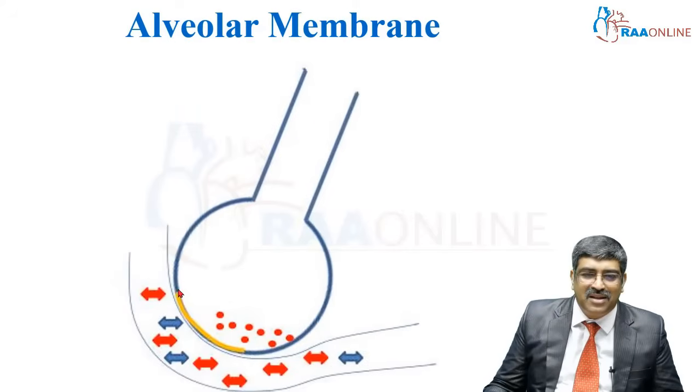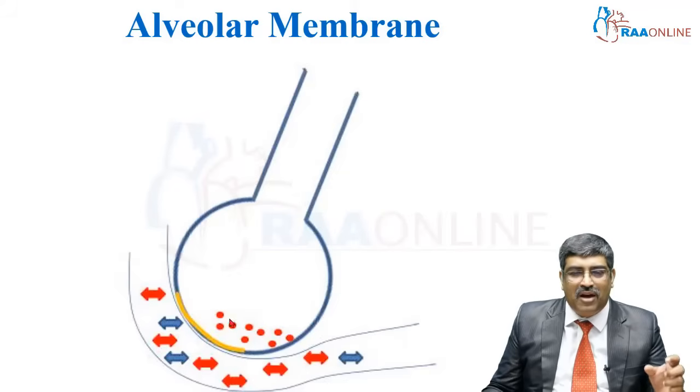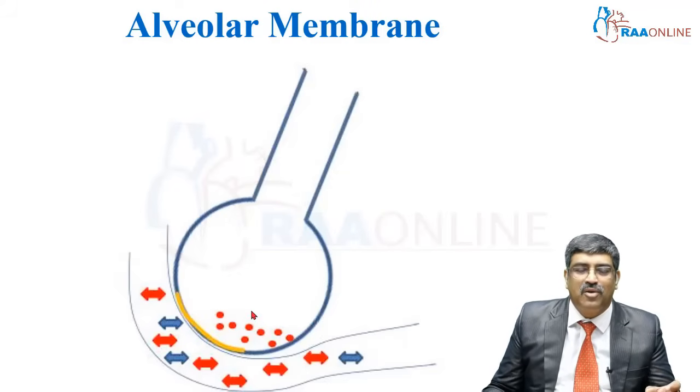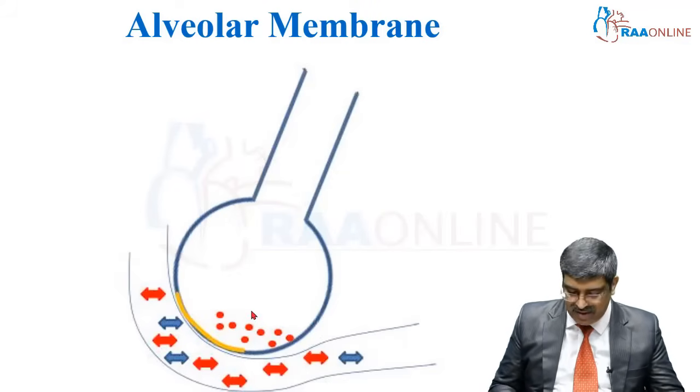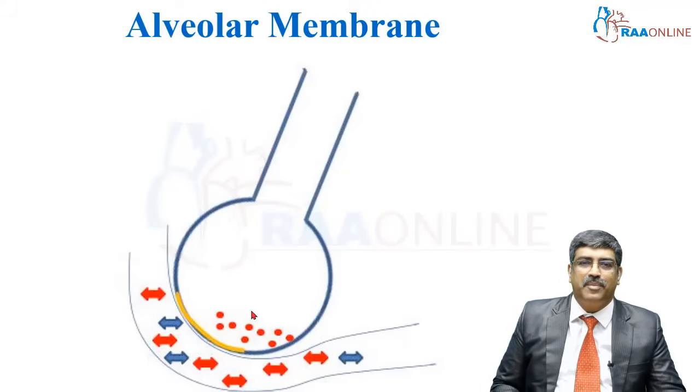Here, you can see the blood gas barrier being altered. The yellow one is the disruption of the alveolar capillary membrane and the fluid goes into the alveoli. This is the second theory of negative pressure pulmonary edema.